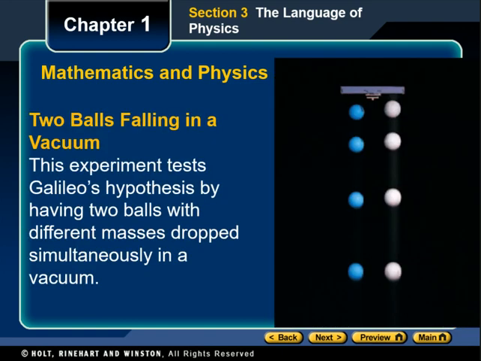There are many ways to organize data. Consider the experiment shown on the screen here, which tests Galileo's hypothesis that all objects fall at the same rate in the absence of air resistance. In this experiment, a table tennis ball and a golf ball are dropped in a vacuum. The results are recorded as a set of numbers corresponding to the times of the fall and the distance each ball falls.